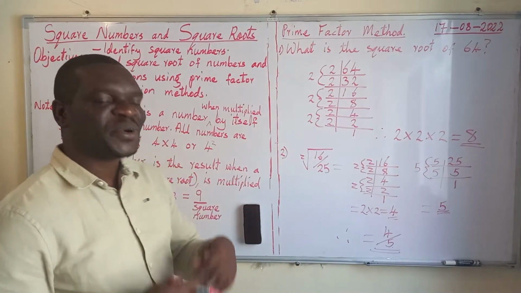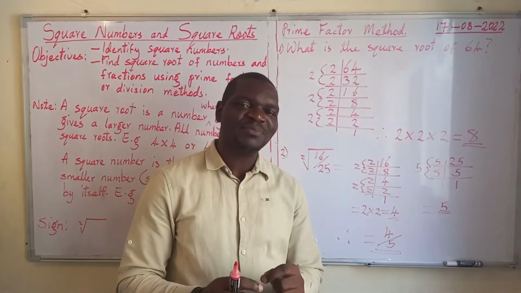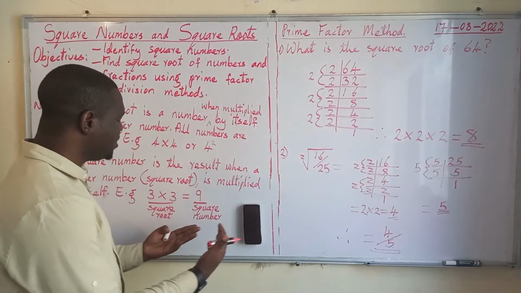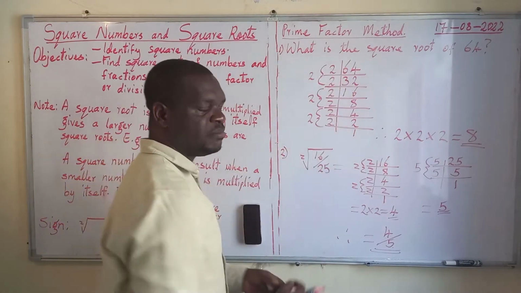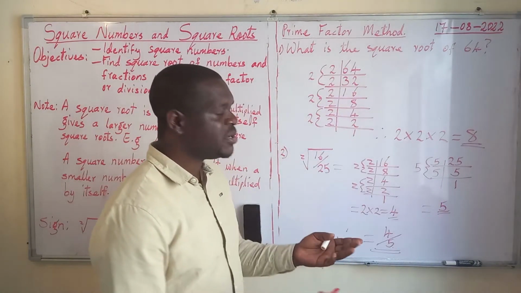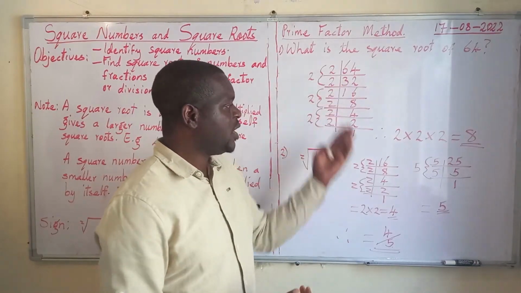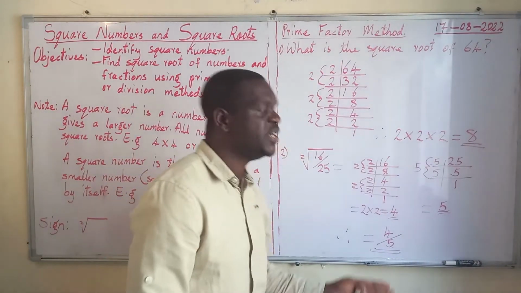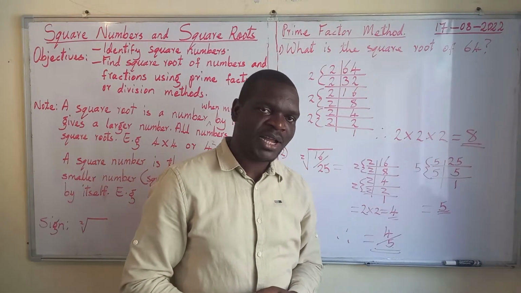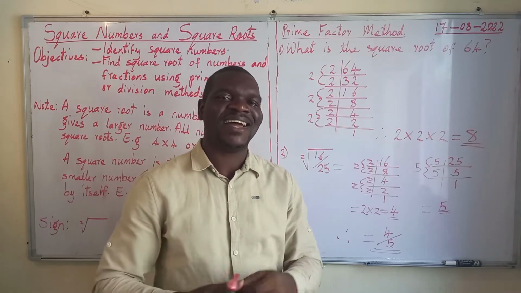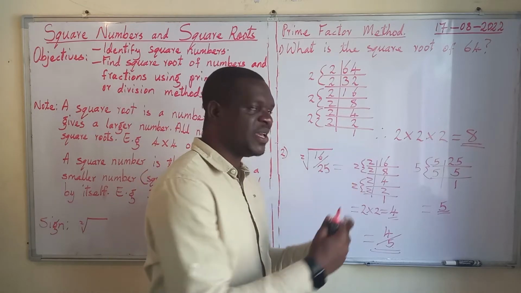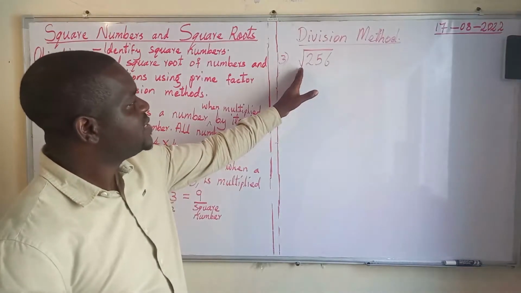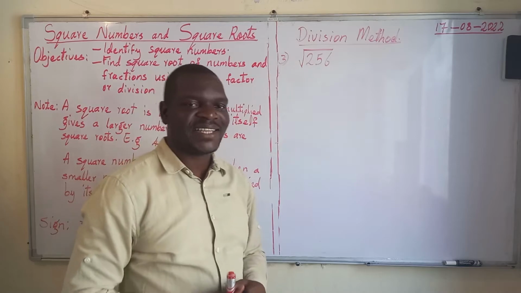This said, we are going to look at something a little bit more interesting. How can we calculate the square root of larger numbers? Because they may not necessarily give you smaller numbers as such. If it's a large number, are you going to use a full page of prime factors to factorize the number? No, there is an easy and simple method, the division method, that we are going to look at in our next example. What is the square root of 256?